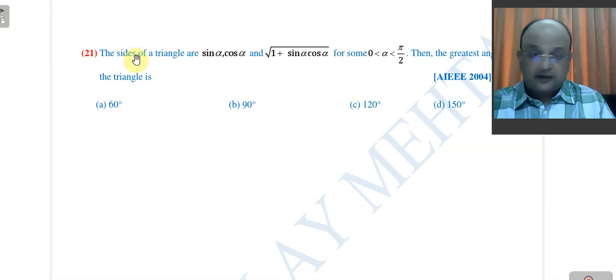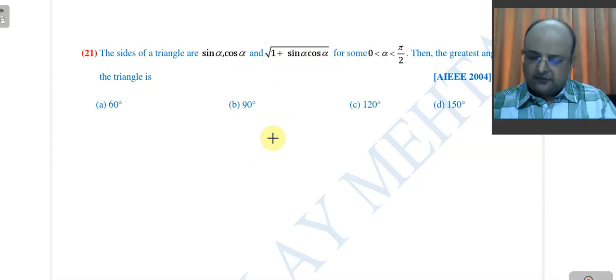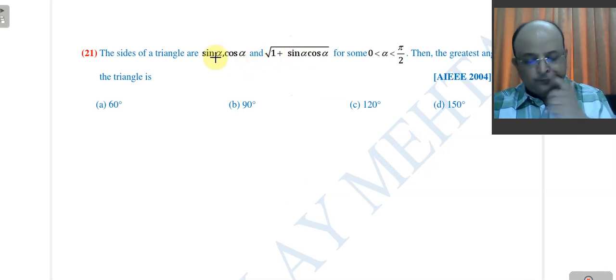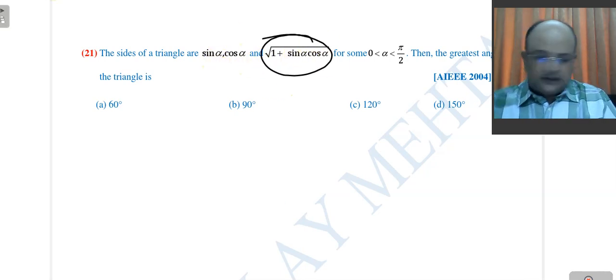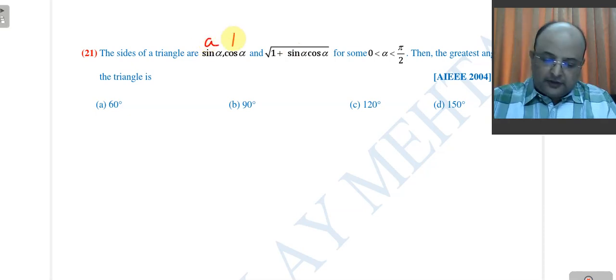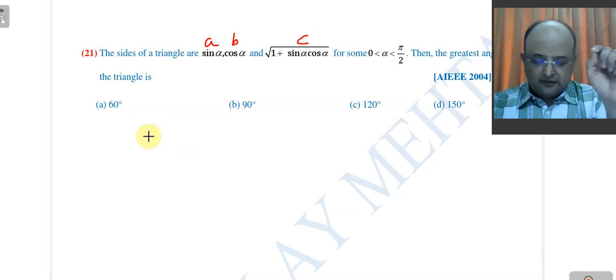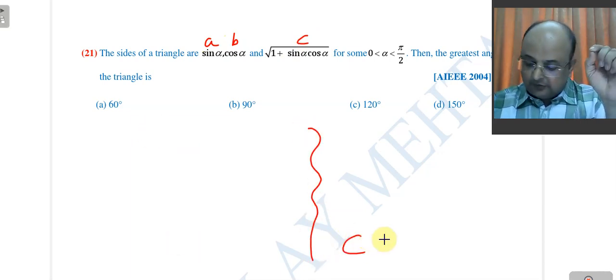For the triangle, the sides are sin alpha, cos alpha, and 1 plus root of 1 plus sin alpha cos alpha. The side being a side, this is positive. So 1 plus something positive is always positive and greater than 1. So you can take square root. And obviously this is the highest side if you observe carefully, because 1 is more than sin and cos. Let me call them a, b and c. If small c is the greatest side, then capital C will be the largest angle.